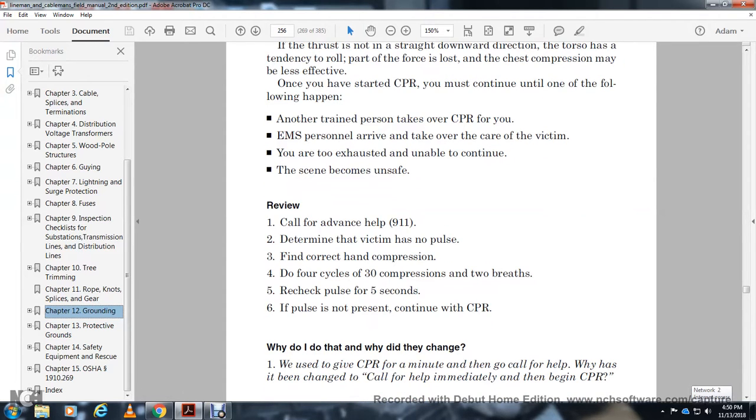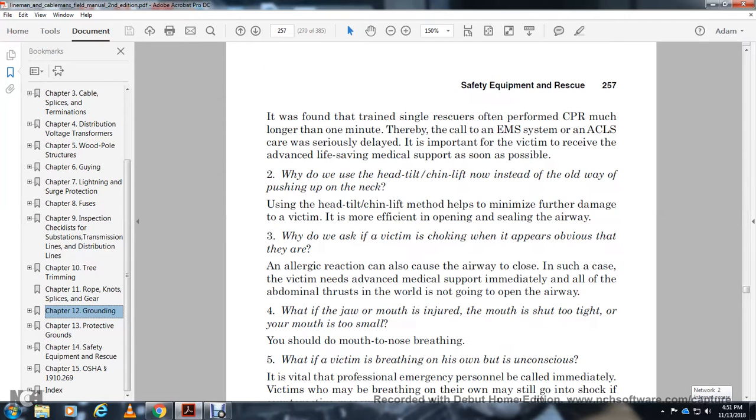Why was the change made to do CPR for a minute, then go for help? It has been changed to call for help immediately, then begin CPR. It's found that single rescuers often take much longer than one minute, thereby delaying the call to EMS and ACLS care, so call early to get advanced life-saving medical support as soon as possible.